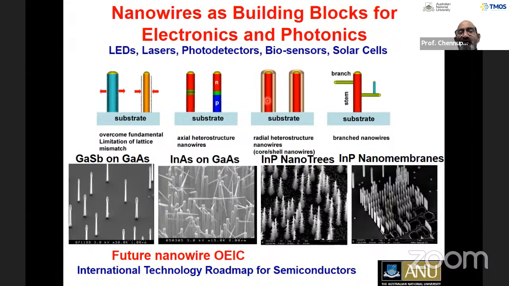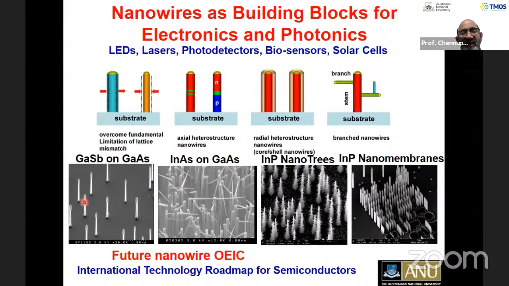Also, you can create radial heterostructures or core-shell nanowires. And again, this red material is different than this pink material. So that means in principle, you'll be able to create multi-layered structures one on top of the other. You can also create branched nanowires, which really provides you the opportunity to make 3-dimensional architectures of a wide variety of materials.